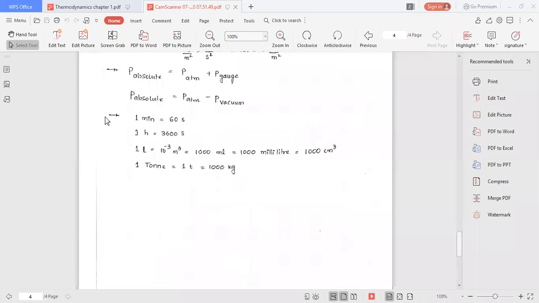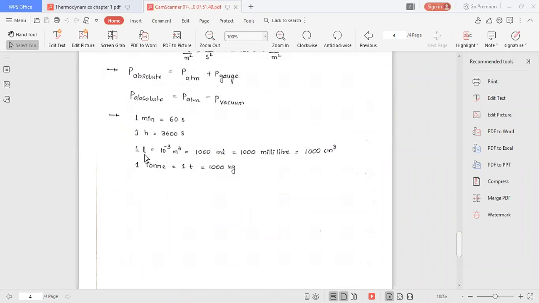And these are some small conversions. 1 minute is 60 seconds. You can observe here I have taken all the precautions. After 60 I have given some space and small s. And after a number I have put some space and then the unit. 1 hour is 3600 seconds. And what is 1 liter?